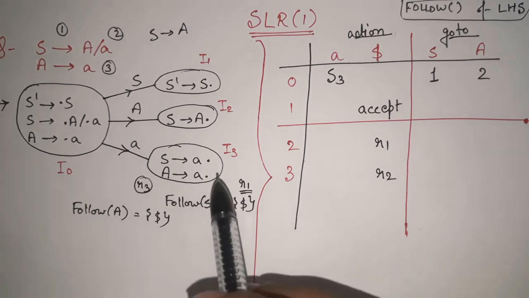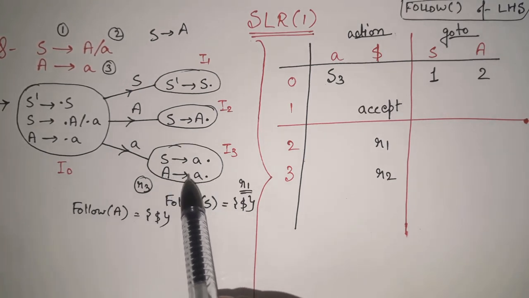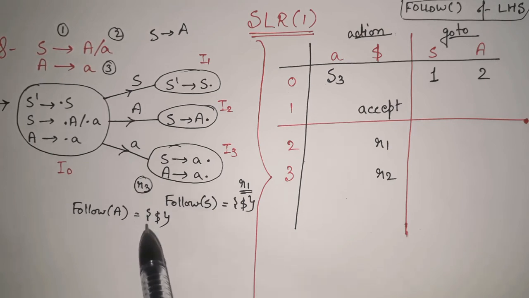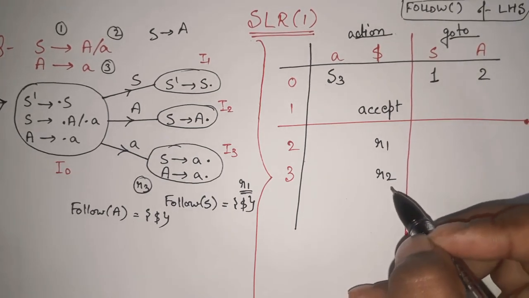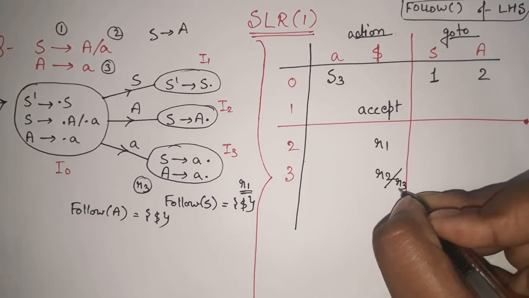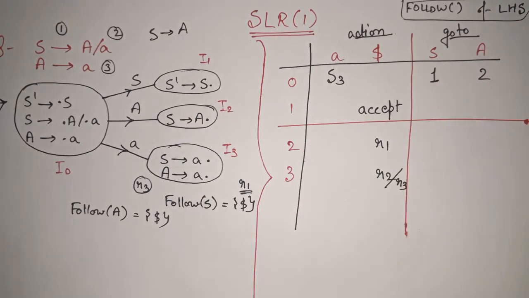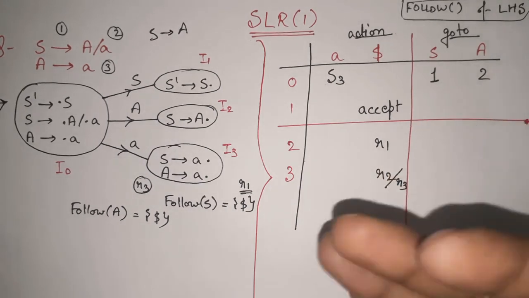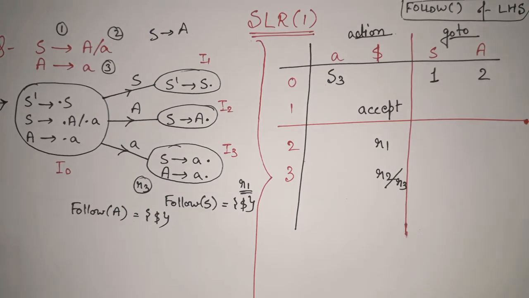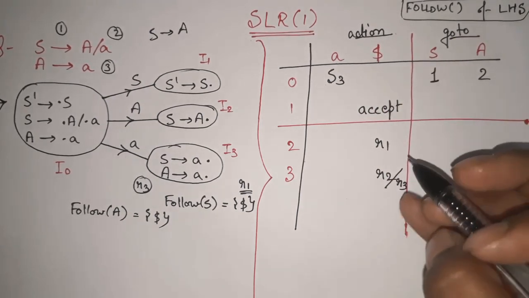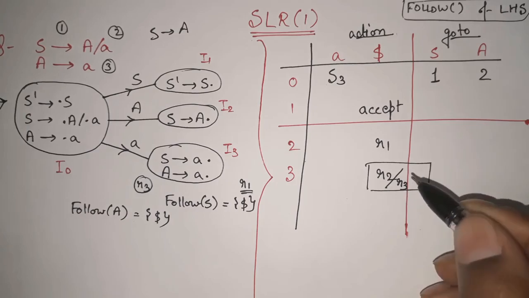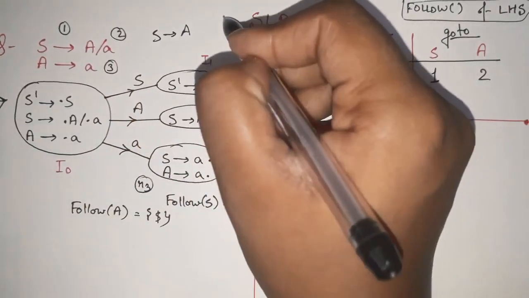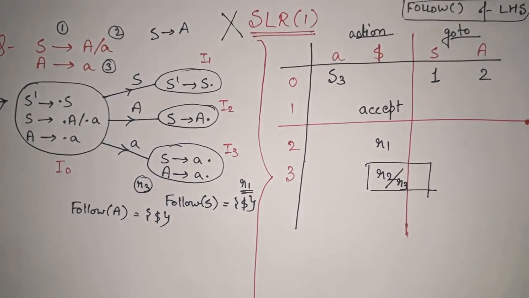Fine. So for A gives small a dot, I have to write R3 in the column of dollar. In third row I have to write R3 in the column of dollar. Here in the column of dollar already R2 is there. Along with it I have to write R3. Now the filling of my SLR1 parsing table is done. Now again the same rule: if there is any cell which contains more than one entry, I can say that it is not SLR1. As you can see, in this cell we are having more than one value. I am having R2 as well as R3. So I can say that this given grammar is not SLR1.